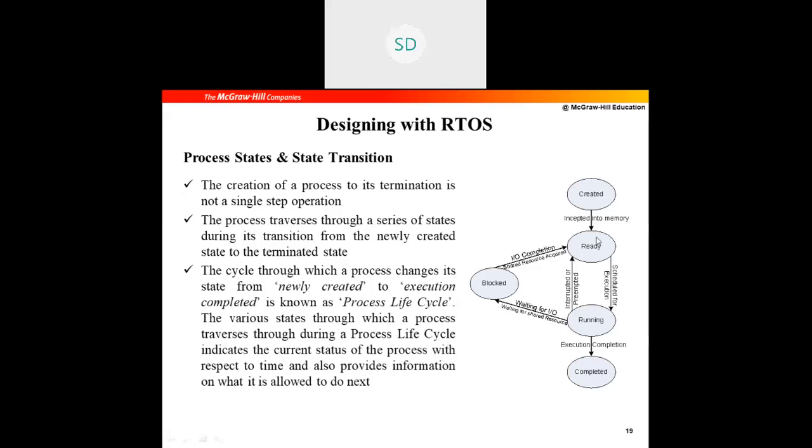There will be different states, from the process initiation till the end, till the termination. The entire process is known as the process life cycle. Under this process life cycle, the process of the application will undergo various state changes. It traverses through a series of states during its transition from the newly created state to the terminated state.